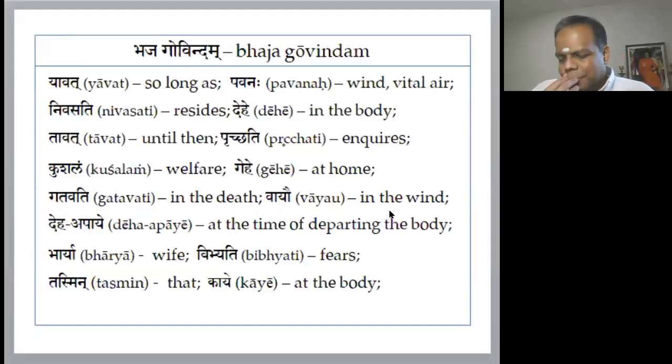In Sanskrit, there is a concept called Sati Saptami. When two words are in the Saptami Vibhakti, the seventh noun form, as Gatavati is and Vayav also is, it means while something is happening. It indicates time. So it basically means when the body is dying or the wind is leaving.